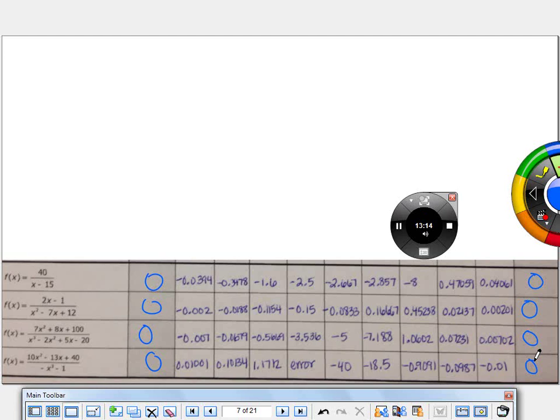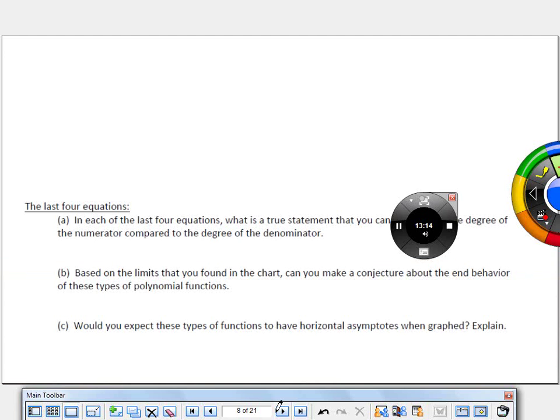Okay? So looking at the questions that go with this, first of all, what was the comparison between the degree in the numerator and denominator with this group of functions? Yeah, Alvin. Good, okay. So the degree of the denominator was greater than the degree of the numerator.